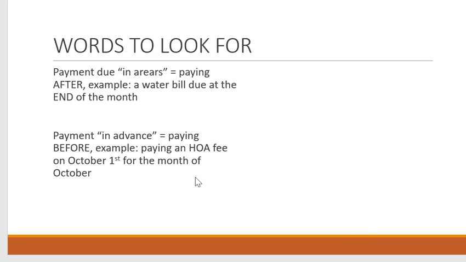And then words to look for that try and trip you up on these exams. They love to try and trick us, but joke is on them because we know what to look for. Payment due in arrears means payment due after. So like a water bill due at the end of the month, that's a payment in arrears. Payment in advance means paying before. So paying an HOA fee on October 1st for the whole month of October is paying in advance.